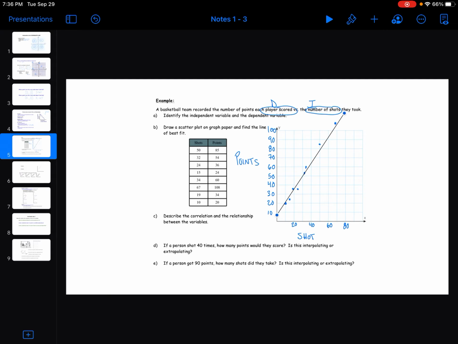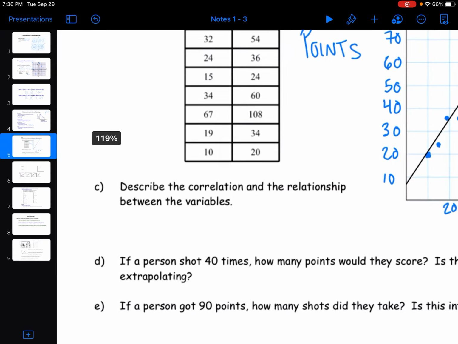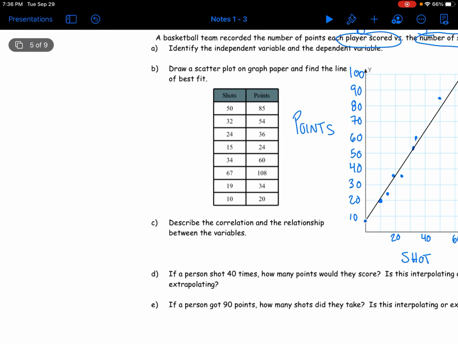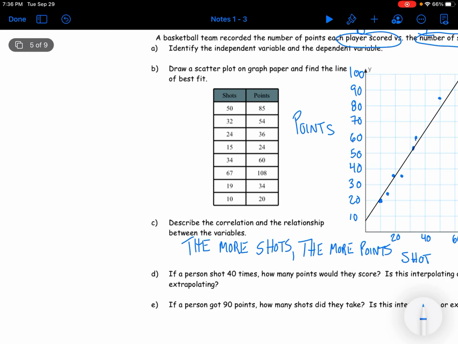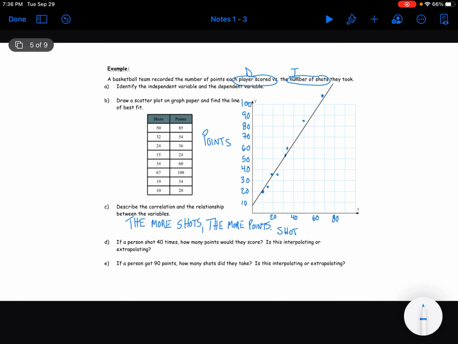Okay, so describe the correlation between these variables. Well, the correlation here is the more shots I take, the more points I score. The more shots, the more points. Correlation is how do they relate to one another. Okay, so the more shots I take, the more points I get.